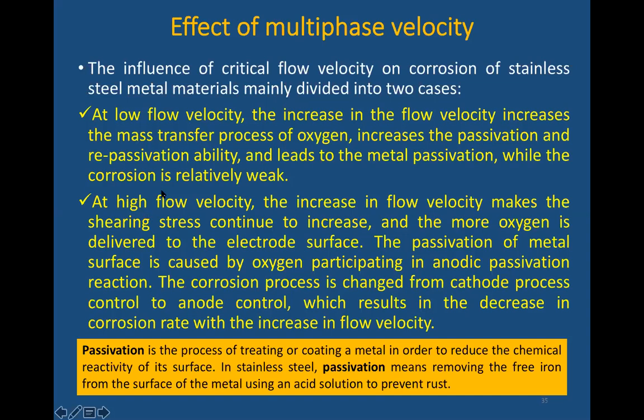Now, if you have high flow velocity, the increase in flow velocity makes the shearing stress continue to increase. So what will happen? More oxygen will be delivered to the electrode surface, and the passivation of the metal surface caused by oxygen participation in the anodic passivation reaction will be reduced, and the corrosion process is changed from cathodic control to anodic control, which results again in a decrease in corrosion with increasing flow velocity. So once your multi-phase flow velocity increases, your corrosion rate will decrease.